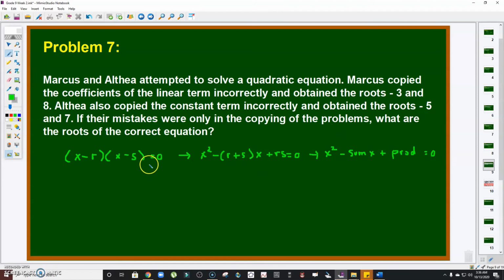Now, let's solve it this way. I'm going to make a table. M for Marcus, A for Althea. So this one is for the linear term. This one is for the constant term. This is for the roots. This is for the equation.